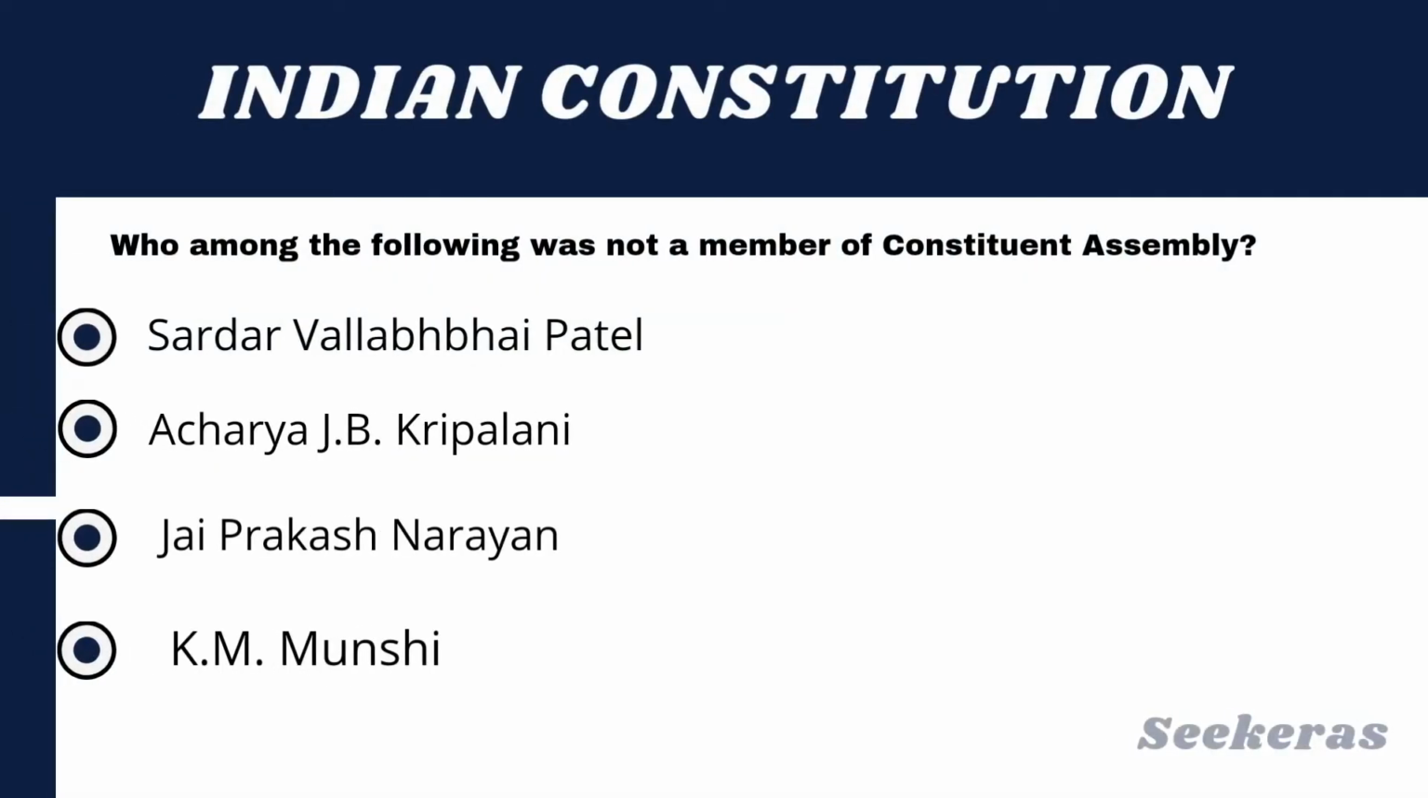Question number 9. Who among the following was not a member of the Constituent Assembly? Option A, Sardar Vallabhbhai Patel. Option B, Acharya J.B. Kripalani. Option C, Jayaprakash Narayan. Or option D, K.M. Munshi. The answer is option B, Acharya J.B. Kripalani.